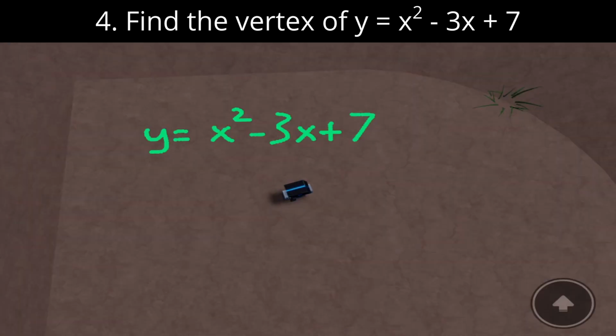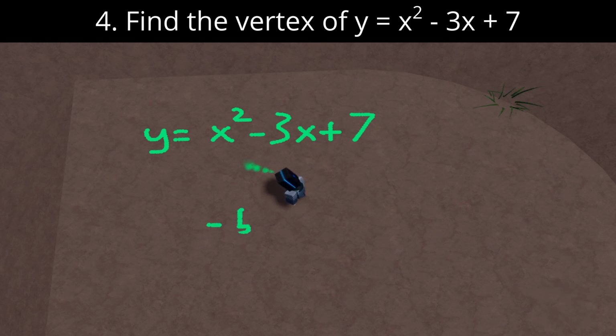In this problem, we need to find the vertex of the equation y equals x squared minus 3x plus 7. Whenever you have an equation in standard form, you need to find the x-coordinate first, and you do that by doing minus b over 2a, where a and b are the coefficients in this equation. Let's identify what a and b are. So a is the coefficient on the x squared term, and notice that's just 1, because x squared is the same thing as 1x squared. So 1 is our a. And then b is the coefficient on the x term, and notice that's just minus 3.